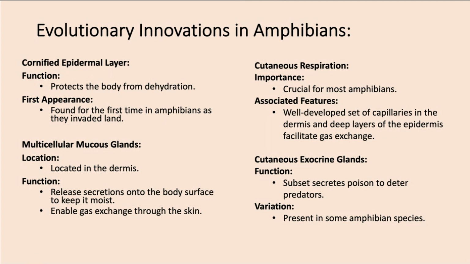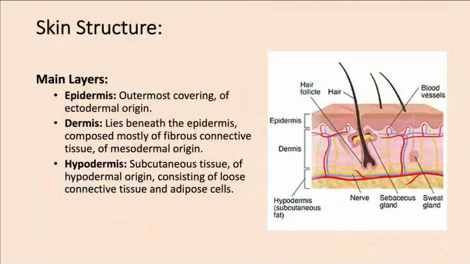Okay, so this is important for most amphibians. They have a well-developed set of capillaries in the dermal layer, and of course these capillaries are going to help with gas exchange. They also have capillaries within the deep layers of the epidermis. So essentially, if we go back to the picture, they have a lot of capillaries within their dermal layer, and also some within the bottom of the epidermal layer.